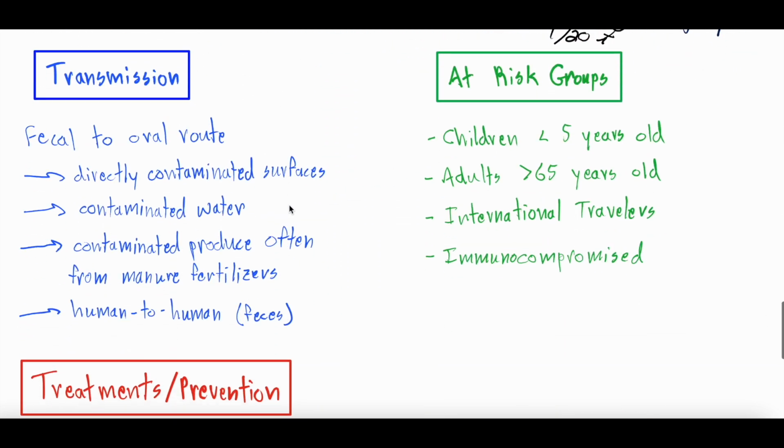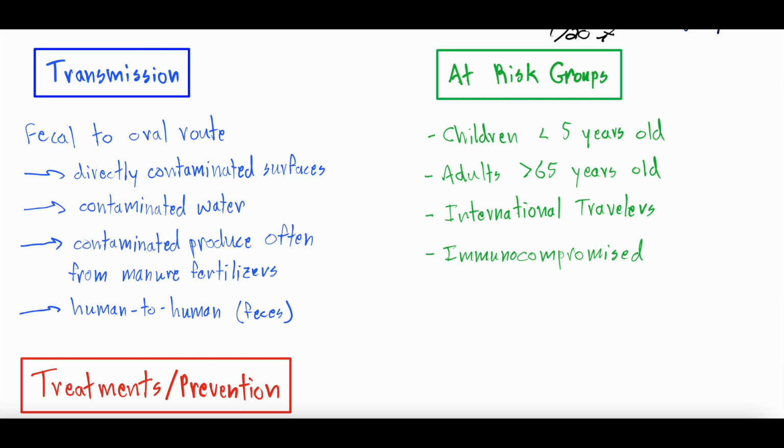So how do we transmit E. coli? How do you catch E. coli, right? Because that's something we should know so we could try to avoid it. Well, a big thing is fecal to oral route, and that means feces contaminate other things that then we get in our mouth and consume unintentionally.